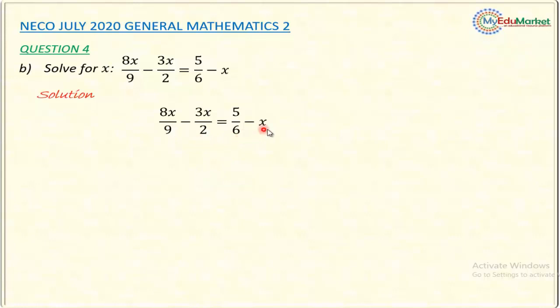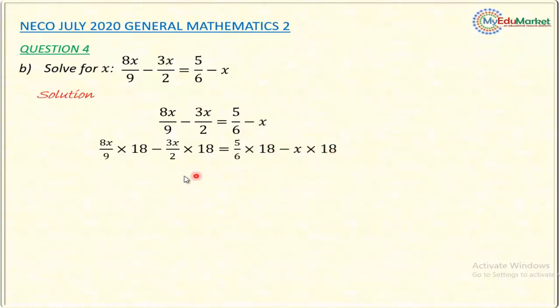If I find it, I'll multiply each and every term, both the left and right hand side, by that LCM. After the multiplication, I will no longer have fractions. All the denominators will cancel out. The LCM of 9, 2, and 6 is going to be 18. So I'm going to multiply each and every term by 18. I'm going to have 8x over 9 multiplied by 18 minus 3x over 2 multiplied by 18 equals 5 over 6 multiplied by 18 minus x multiplied by 18.